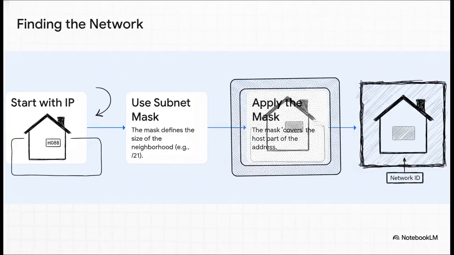So how does a router figure out the neighborhood part of an address? It uses something called a subnet mask. The easiest way to picture this is like a stencil. You lay this mask over the full IP address, and it cleverly covers up the house number part. What's left showing through the stencil is just the neighborhood part, the network ID. And that's how a router instantly knows if a packet is meant for its local network or if it needs to be sent out to the wider internet.